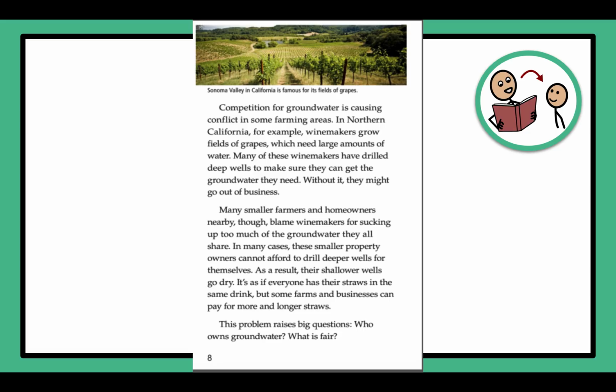Many smaller farmers and homeowners nearby, though, blame winemakers for sucking up too much of the groundwater they all share. In many cases, these smaller property owners cannot afford to drill deeper wells for themselves. As a result, their shallower wells go dry. It's as if everyone has their straws in the same drink, but some farms and businesses can pay for more and longer straws. This problem raises big questions. Who owns groundwater? What is fair?